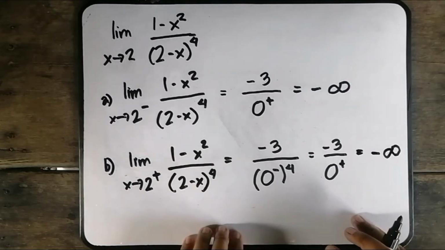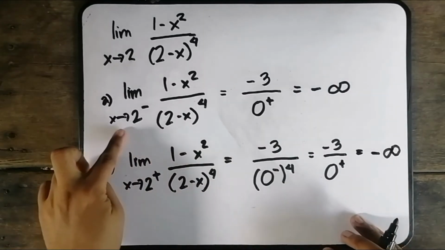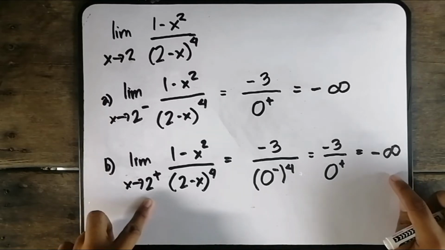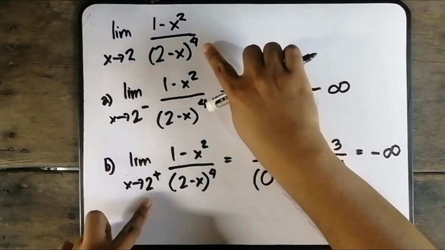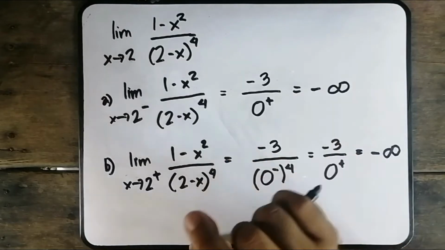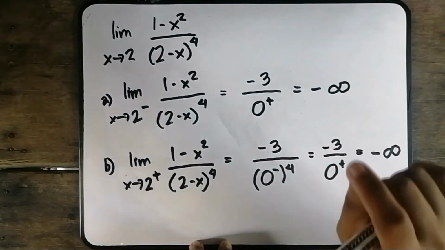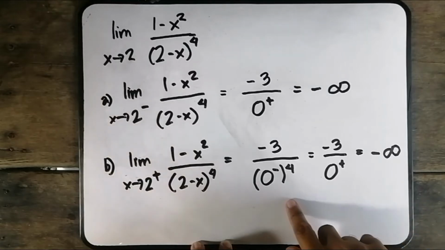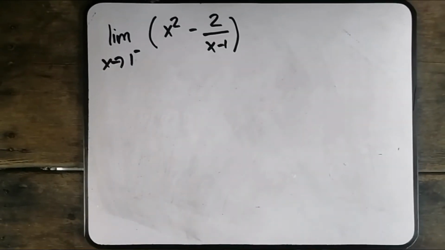Notice in this example, na kahit yung left or right ang kunin mo, same sila na mag-negative infinity. Why? Kasi nga, yung denominator natin naka-raise sa 4, sa even number. And we know that any number, be it positive or negative, raised to an even number, is always positive.